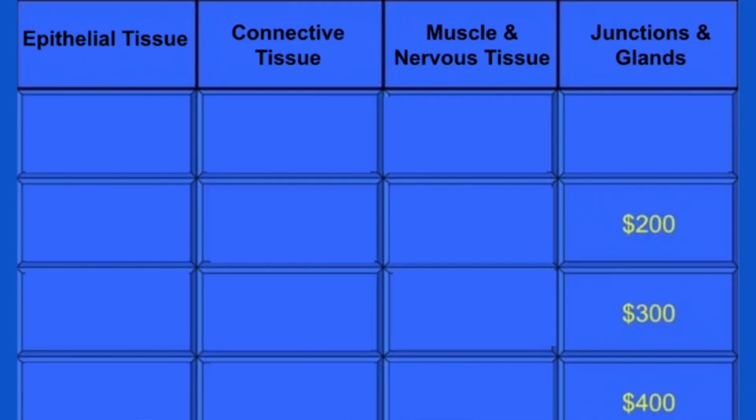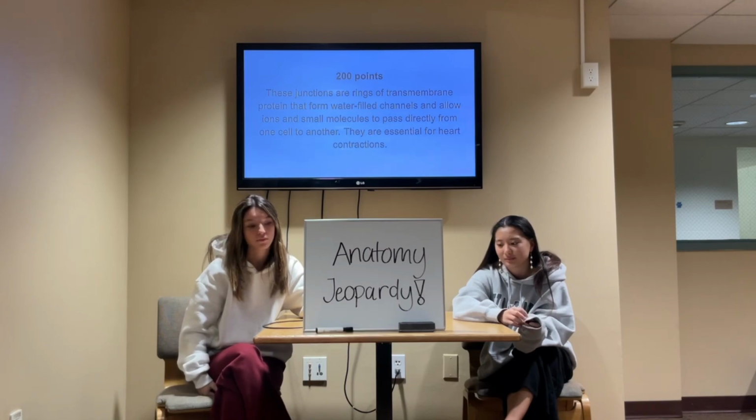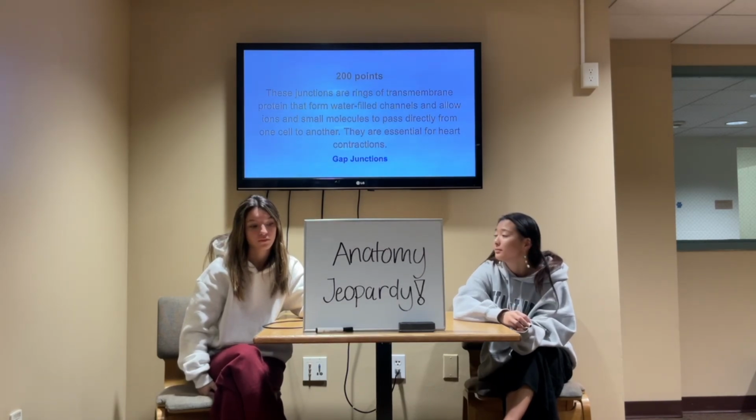For 200 points, these junctions are rings of transmembrane protein that form water-filled channels and allow ions and small molecules to pass directly from one cell to another. They are essential for heart contractions. What are gap junctions? Yes, they're like little tunnels for communication between cells.